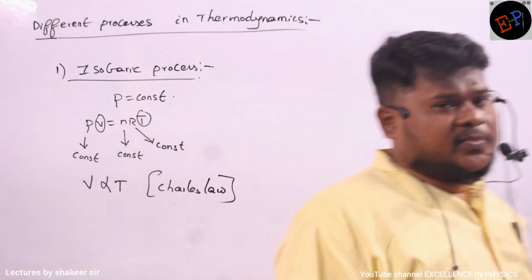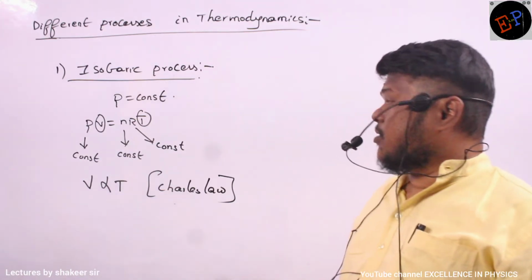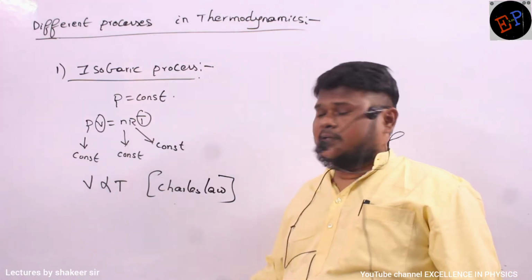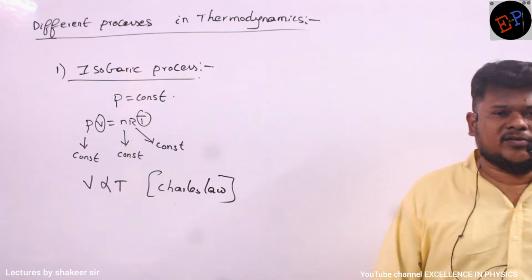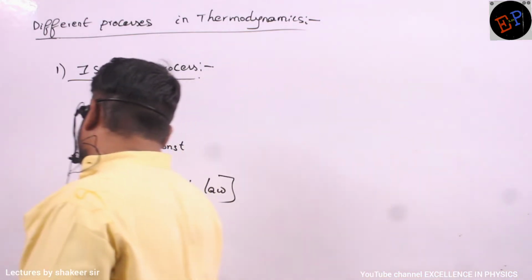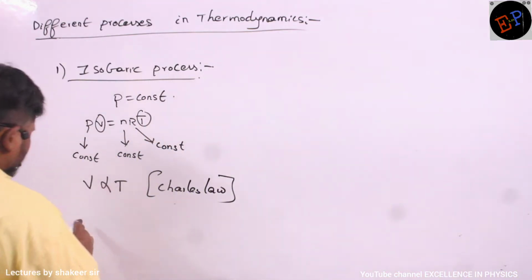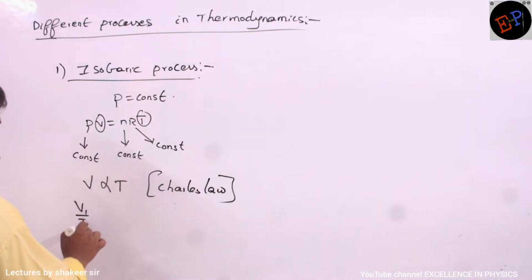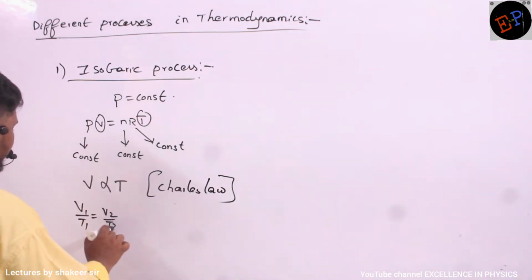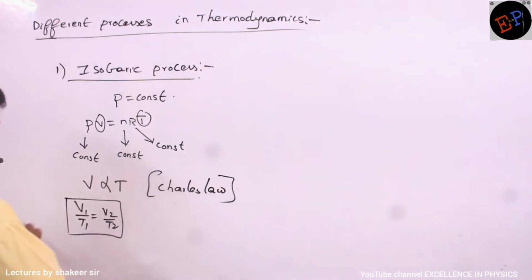So what is the process happening in an isobaric process? Which law is applicable? Charles' law is applicable in an isobaric process. Clear, no? So by using this relation, I can write V1 divided by T1 is equal to V2 divided by T2. Like this also I can write.